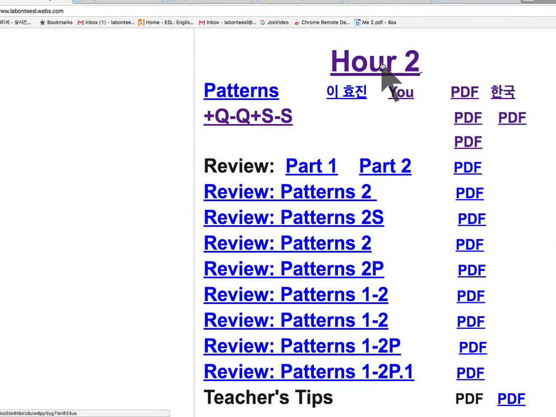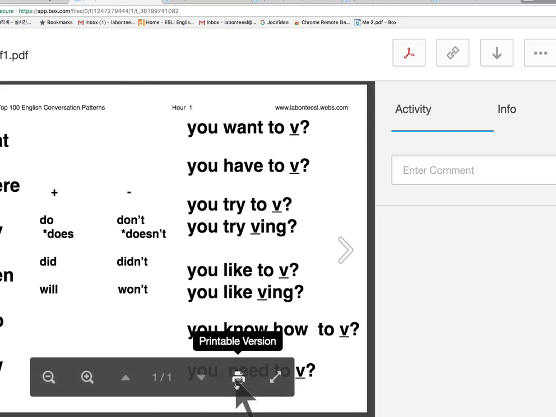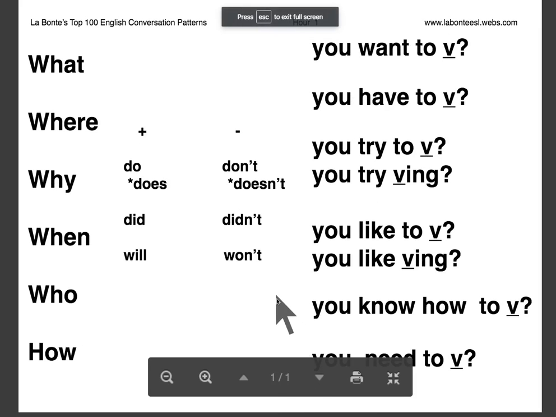In hour 2, the printout that I'm going to give the students, if you tap here, it will bring up a PDF which you can print. I will be showing you that in a minute. But the first thing I do in every hour is I review what we have learned in the past hour.